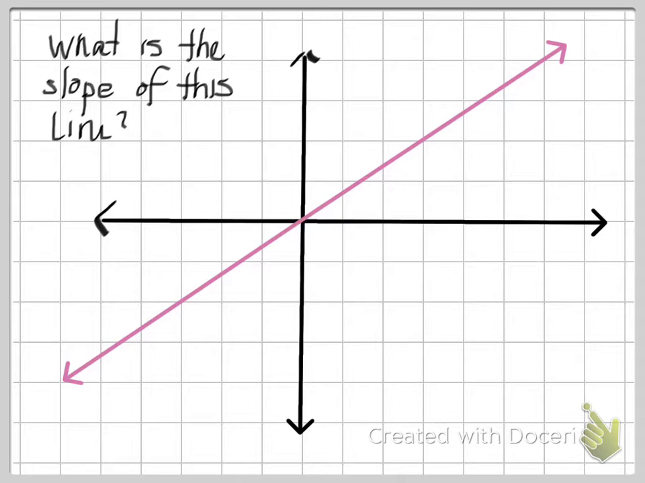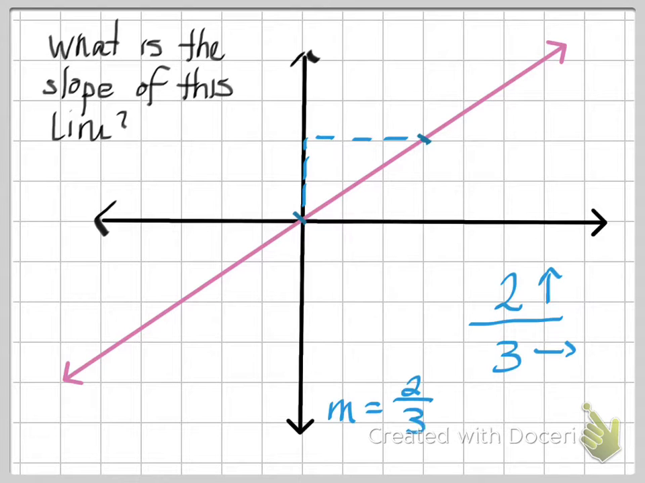Look for identifiable points, like here and here. And there you go. We go up 2 and to the right 3. Both are positive, so there we go. 2/3.